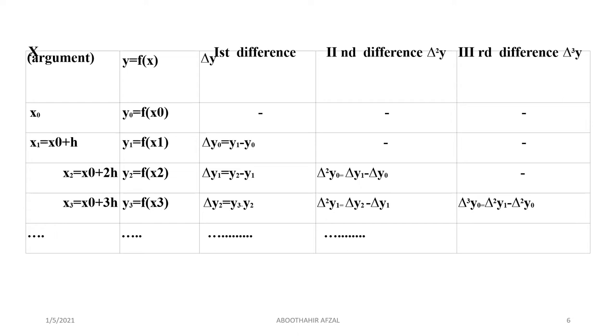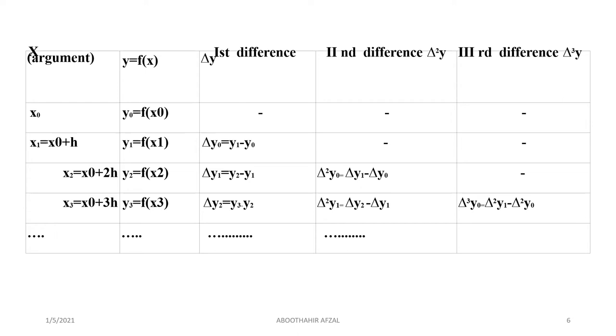Argument is nothing but the x values. So it's a discrete function. So only at certain intervals we have the x values, because it is not a continuous function. So the separation, or the step interval, is h. So the first point is x0. Similarly it goes on.